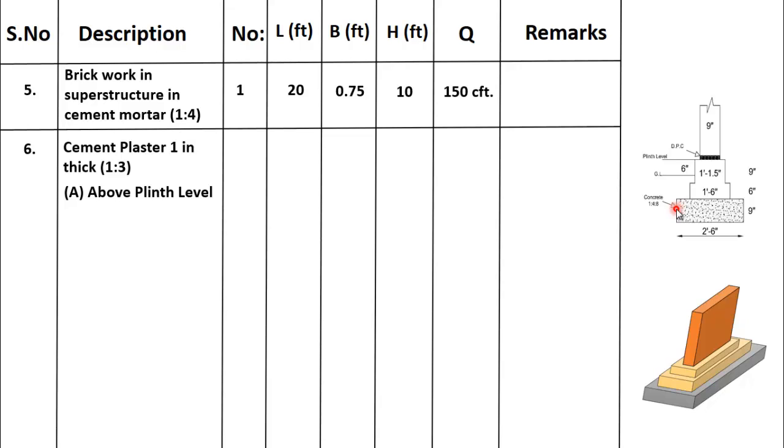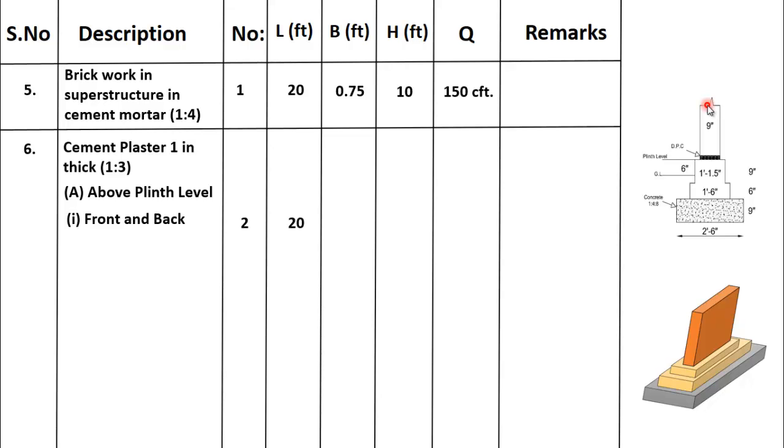We know that plaster is generally applied on the portion above ground level. First we will calculate plaster for the portion above plinth level. There are two faces of the wall, front and back, so that number will be 2. The length of the wall is 20. Like DPC, plaster quantities are also calculated in square units.